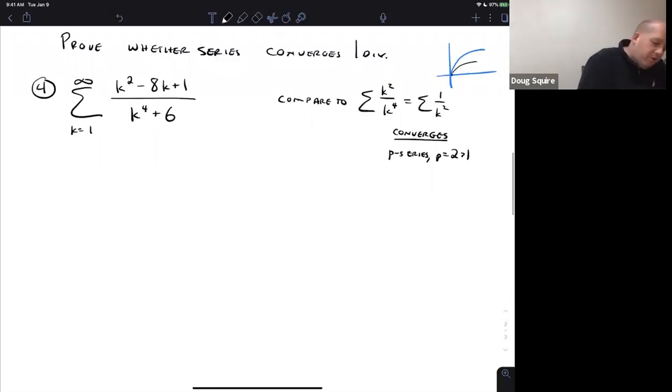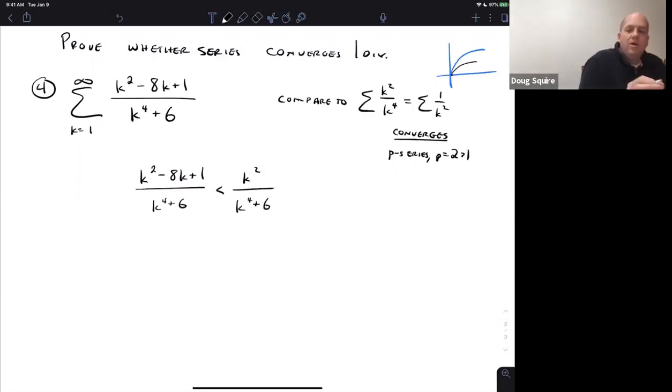So let's think through why it is. We're going to prove that K squared minus 8K plus 1 over K to the 4th plus 6 is less than K squared over K to the 4th plus 6 first. Why would that logic be correct? On those two fractions, the bottom is the same, and what's the difference in the numerators? Which one has a smaller numerator?